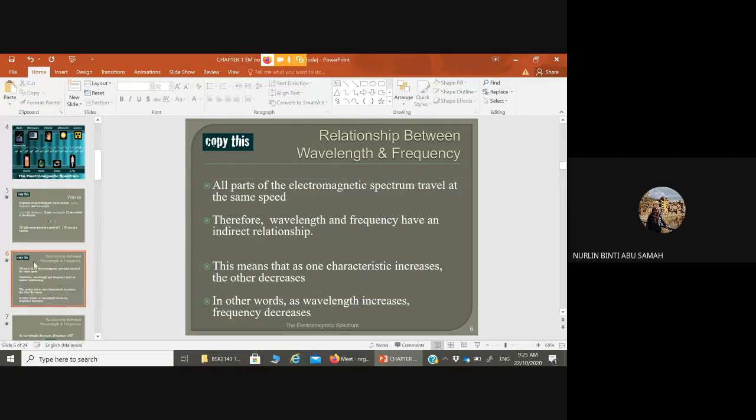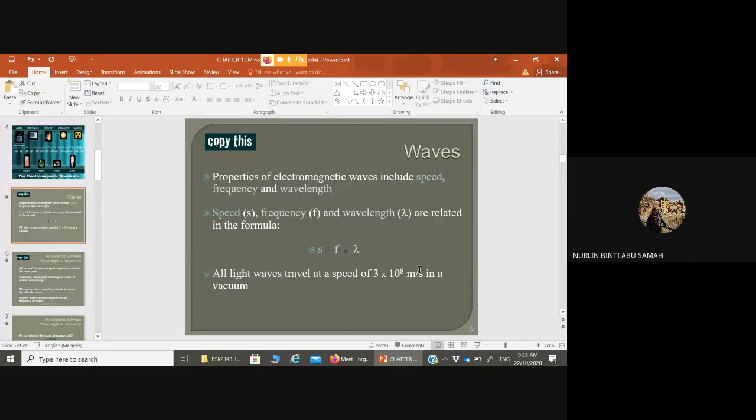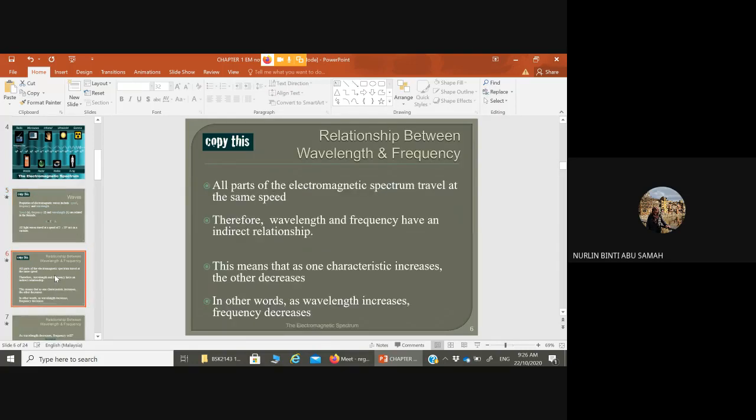Okay, tak apa. From this formula, you can estimate that when you have a very high speed, so the frequency will decrease or increase. Any answer?